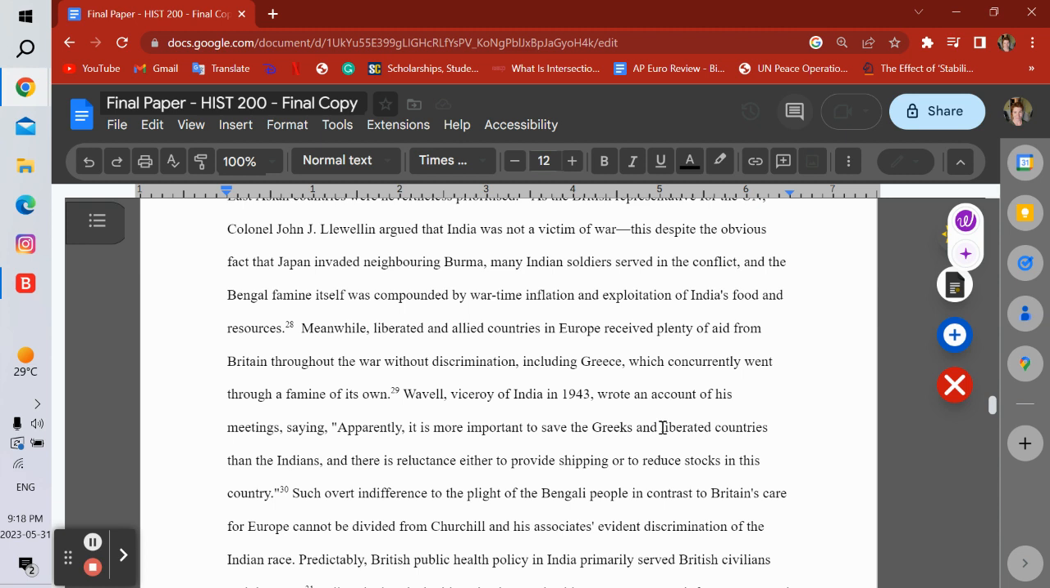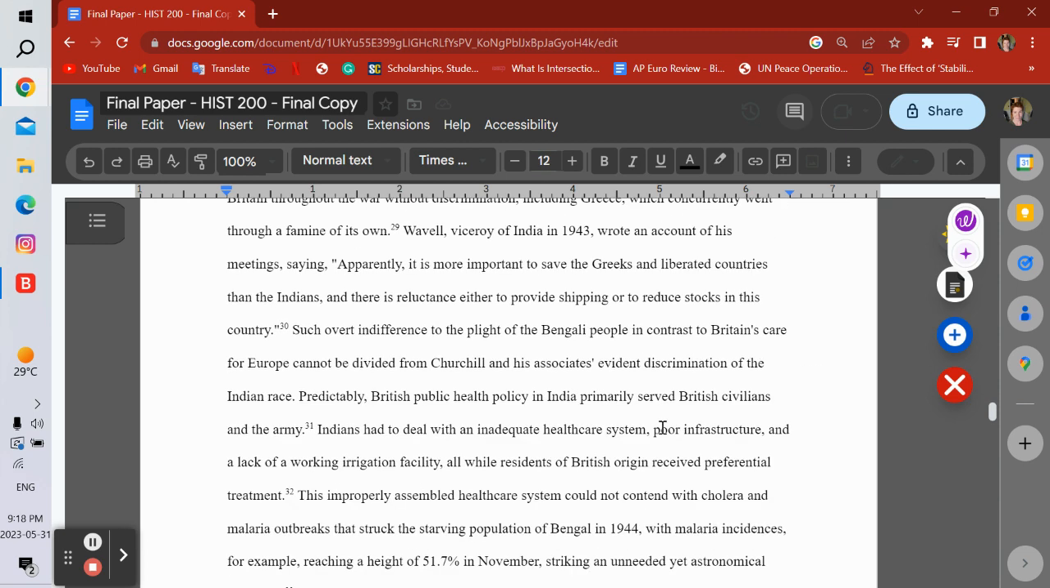Wavell, Viceroy of India in 1943, wrote an account of his meetings saying, "Apparently, it is more important to save the Greeks and liberated countries than the Indians, and there is reluctance either to provide shipping or to reduce stocks in this country." Such overt indifference to the plight of the Bengali people, in contrast to Britain's care for Europe, cannot be divided from Churchill and his associates' evident discrimination of the Indian race.